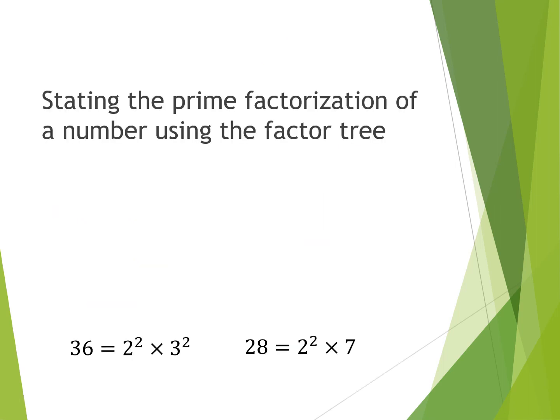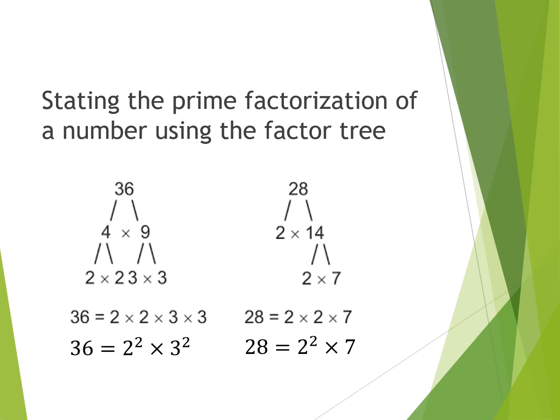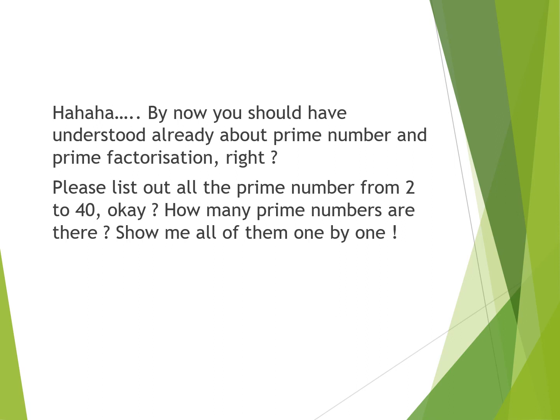Now, how are you going to state the prime factorization of a number after you use the factor tree? So in front of you is already the example of stating the prime factorization. We are taking the example of 36 and 28. So for 36, you got 2, 2, and 3, 3. Shorten it to 2 to the power of 2 times 3 to the power of 2. For 28, you get 2 to the power of 2 times 7. That's it. That's already the prime factorization of the number.